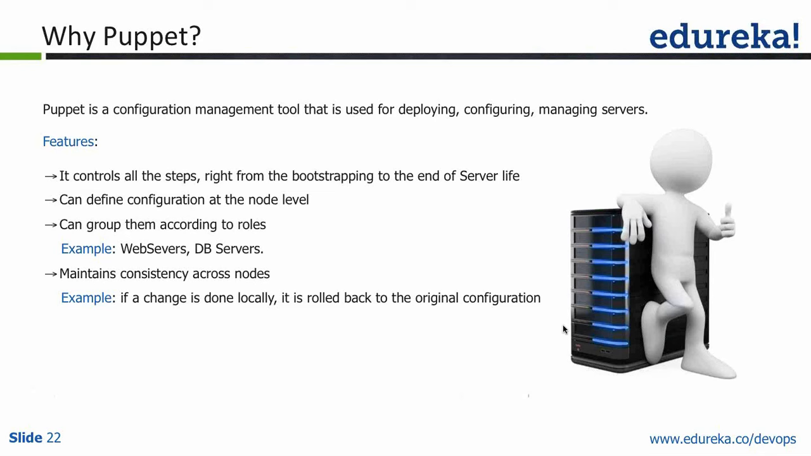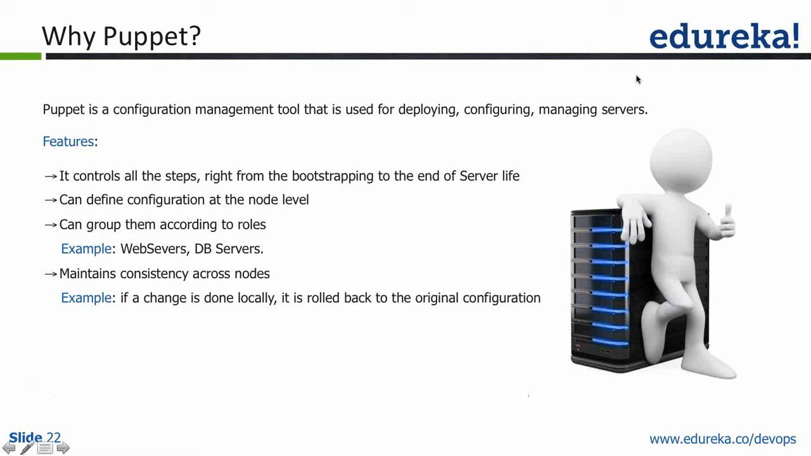Similarly, if you have a set of DB servers and a set of app servers, you can group them together, and if you have to add some capacity to that particular group, the configuration of the new node that you have added will be taken care of by Puppet automatically. You don't have to do anything actually.